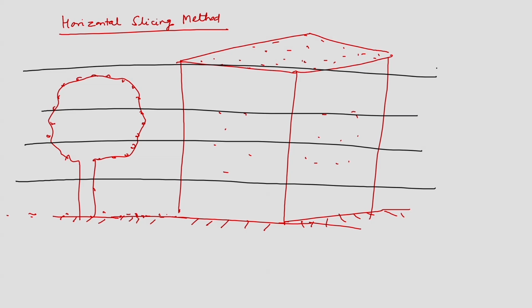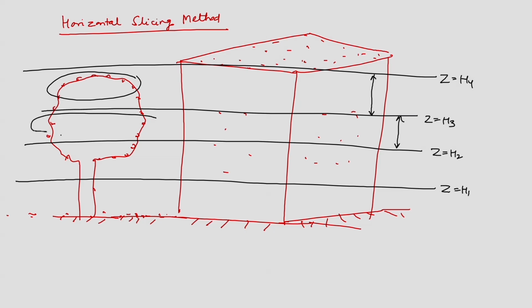they are planes. So, let us call Z is equal to H1, Z is equal to H2, Z is equal to H3 and so on, Z is equal to H4. Now, I consider between these two thresholds or between these two slices whatever data is there. For a tree, we have this data, and for a building we do not have any data. Now, what about this band? This band is also having some data for the tree, but we do not have any data for the building because all building data are here.